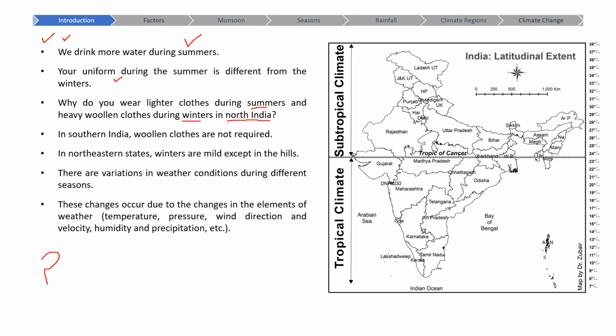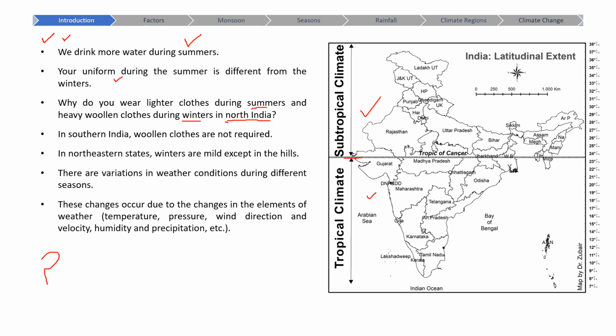Why did he not write only India? Why is he emphasizing North India? What is the reason? The reason is that in India, this is the line which is known as the Tropic of Cancer. North of the Tropic of Cancer is the subtropical climate, south is the tropical climate. In tropical climate, all through the year there is a hot type of temperature. But in subtropical climate, six months hot and six months cooler.